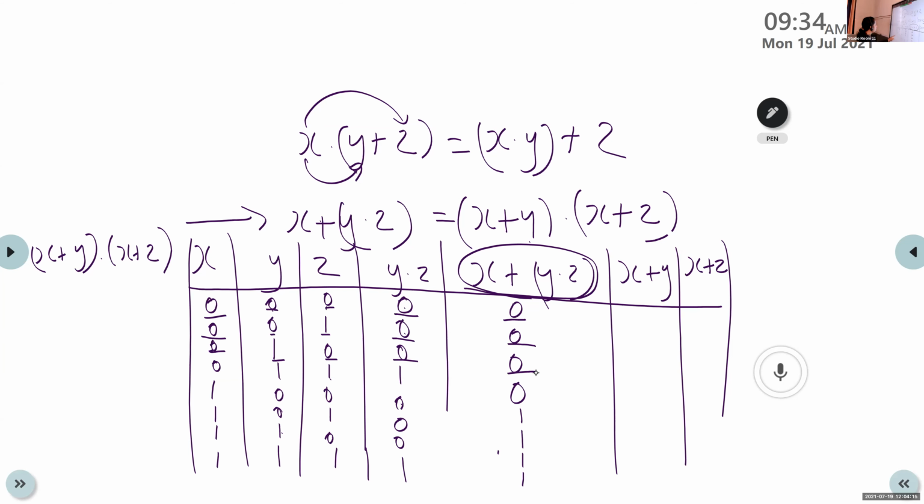Here 0 plus 0, it is 0. What will happen here? 0 and 1. Joel? One into 1, it is 1. Yes, ma'am. Here, what is the result? X plus y dot z.